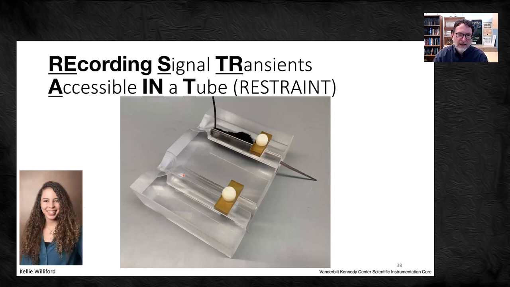And so to do this, Kelly Williford in the lab developed a novel device that we could utilize to measure activity in the brain while an animal engages in restraint stress. This is a restraint tube, as she called it, recording signal transients accessible in a tube. So the key adaptation being a slot cut into the top of this device so that we can get a fiber into a chronic implant on the animal's head so that we can measure light coming out of the brain and push light into the brain for photometry, calcium imaging, and sensor studies.